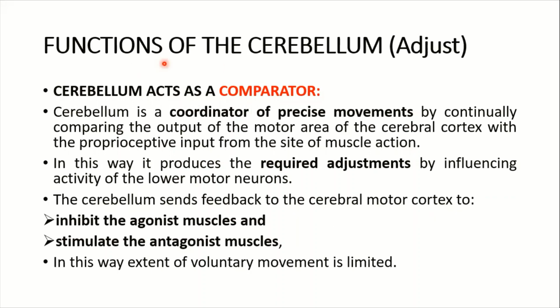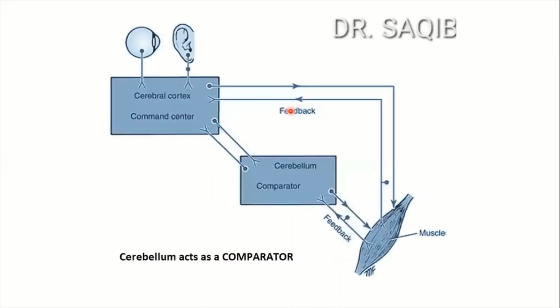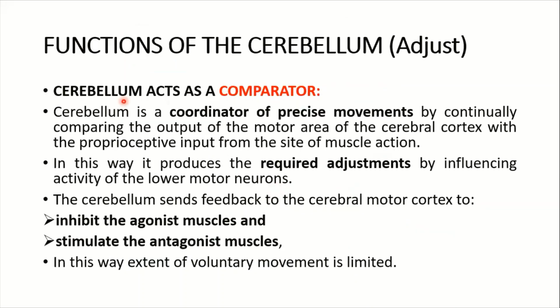So I wanted to say that the cerebellum acts as a comparator, right? I will explain from this picture. This is the cerebellum, this is the comparator, right? Let's read it out. The cerebellum is a coordinator of precise movements by continually comparing the output of the motor area of the cerebral cortex with the proprioceptive input from the site of the muscle action. In this way, it produces the required adjustment by influencing activity of the lower motor neurons.